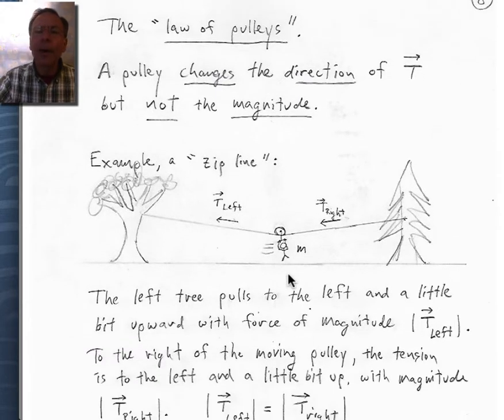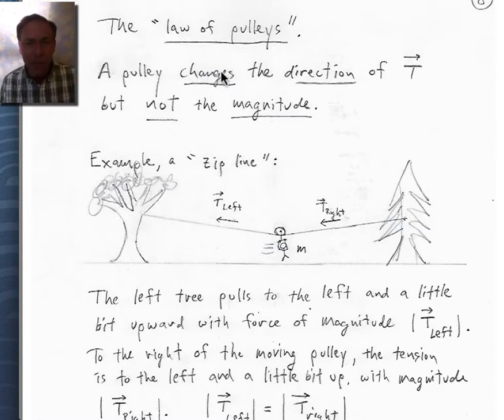Okay, now one thing that comes up pretty often is tension problems that involve pulleys. So I'm going to introduce to you a thing that I'm calling the law of pulleys. Of course, that's not an official name. That's a Halverson thing. The law of pulleys. What it does is that a pulley will change the direction of T, but not the magnitude.